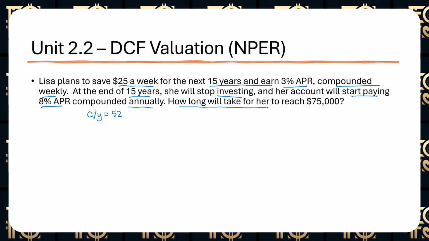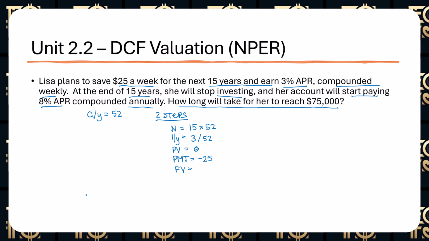And the question is, how long will it take her to reach $75,000? Okay, this is a 2-step problem. And the first step in this problem is we're going to send this $25 a week contribution to this account out to 15 years, and we're going to see what the value is of the account at that time. Okay, we're going to take 15 times 52. We're going to take the 3% and divide it by 52. She's not making any contributions today.